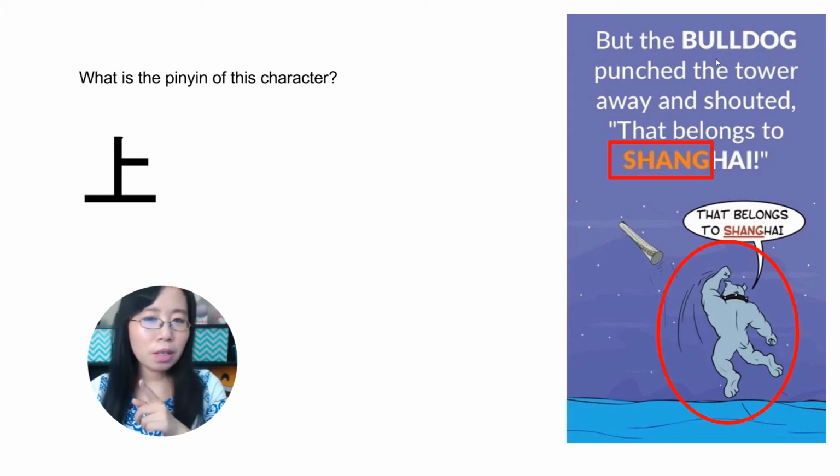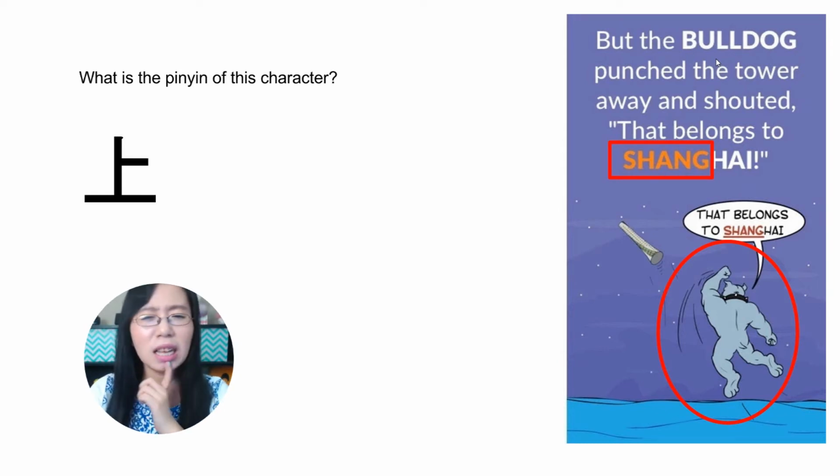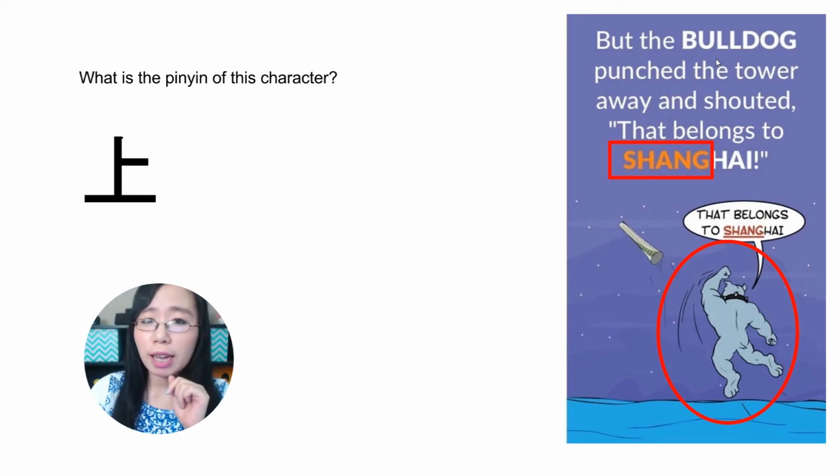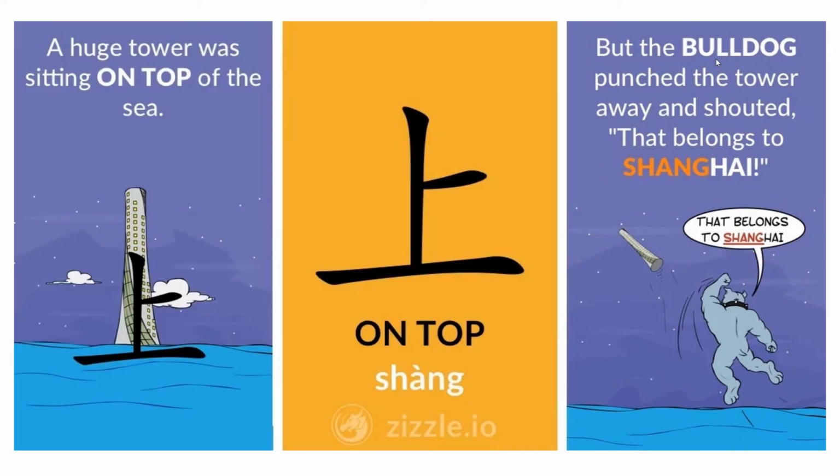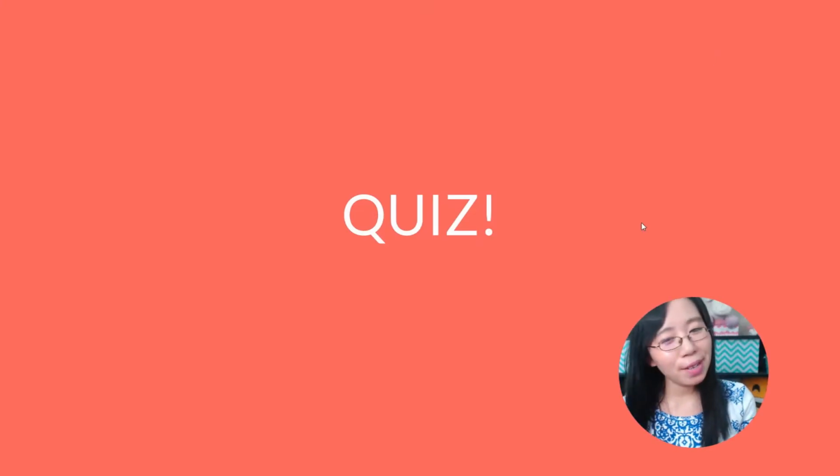And then remember this bulldog. What does he represent? He likes to punch things, and we associate that with the angry tone, so the 4th tone. So all together, the left picture helps us with the meaning and identifying the picture, and then on the right side we learn the pinyin and the tone. This character means on top, and the way to say it is Shan. Shan.